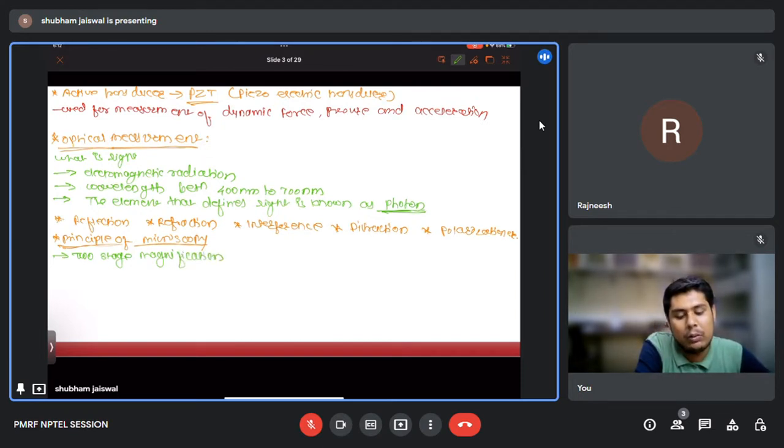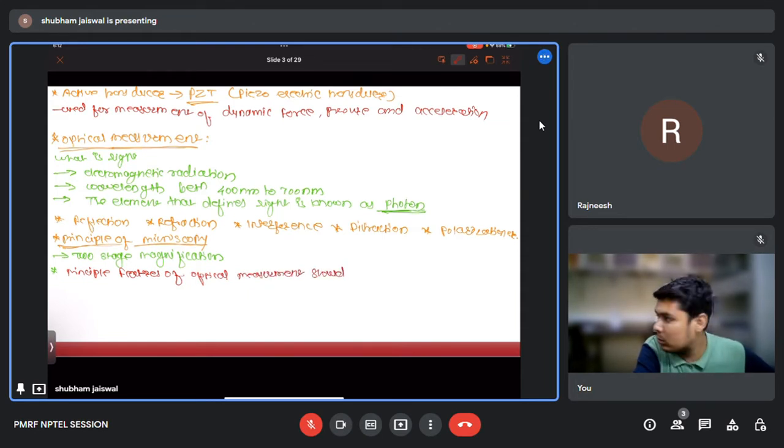Okay. After that, we have seen the essential features that optical instruments must have, like what are the different types of parts that the optical instrument should consist of. So if I write, principal features of optical measurement instruments should have.